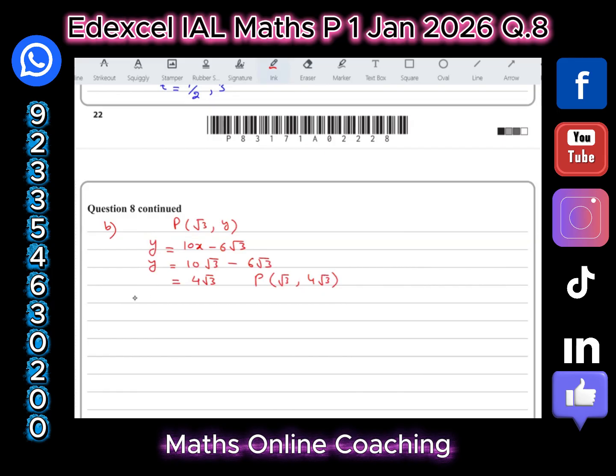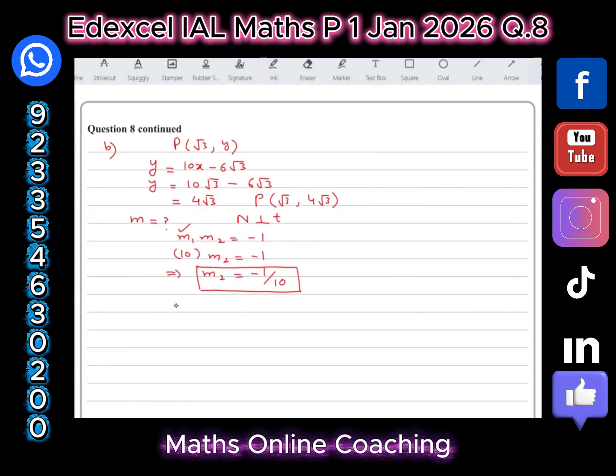Now, what is the gradient of the normal? As normal is perpendicular to the tangent, we can use the result m1 m2 is equal to minus 1. If we take m1 as the gradient of tangent, then it will be 10 times m2 is equal to minus 1, which gives m2 is equal to minus 1 by 10, which is the gradient of the normal.